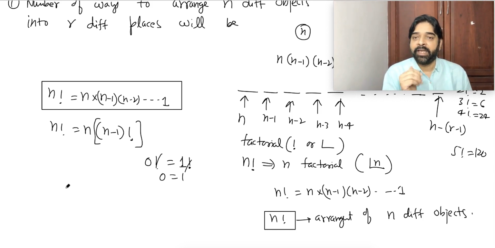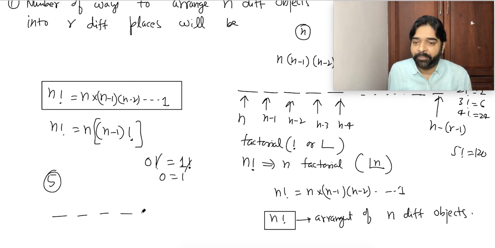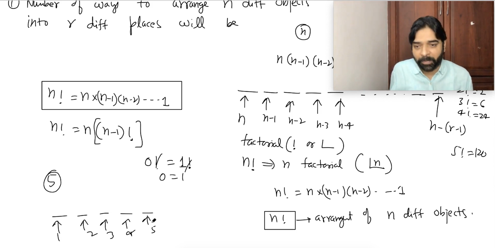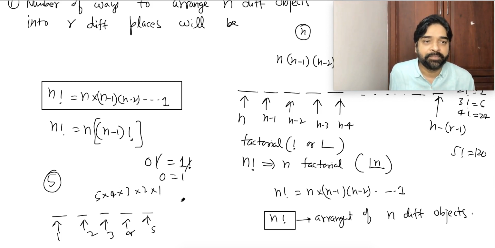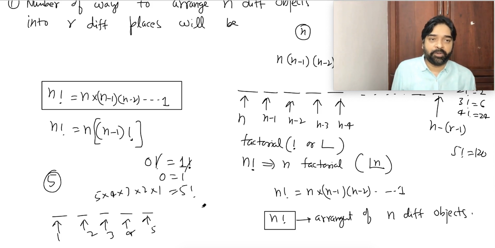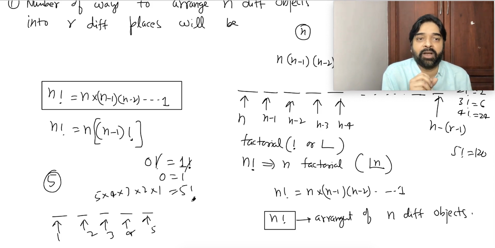Suppose somebody says, in how many ways can you arrange 5 different objects? They are not saying how many objects you are arranging; they are saying all 5 objects you have to arrange. So what will you do? You draw 5 lines. This place can be filled in 5 ways, this place in 4 ways, this in 3 ways, this in 2 ways, this in 1 way. The number of arrangements will be 5 into 4 into 3 into 2 into 1. Yes or no? This is nothing but 5 factorial. So n factorial means the arrangement of n different objects taking all at a time.